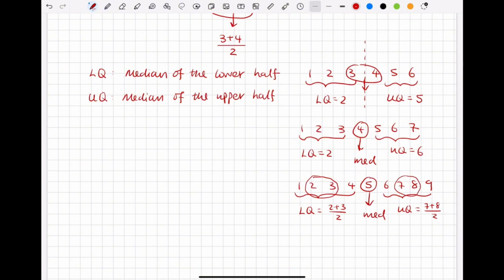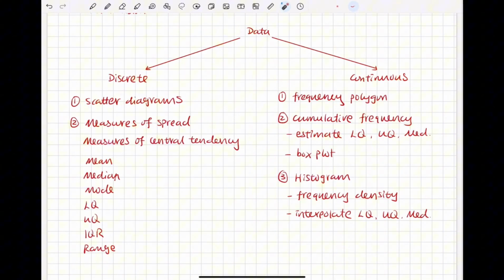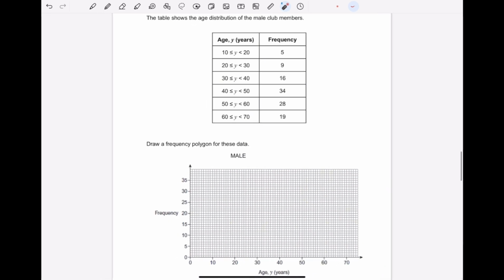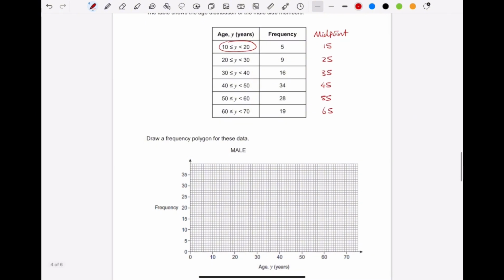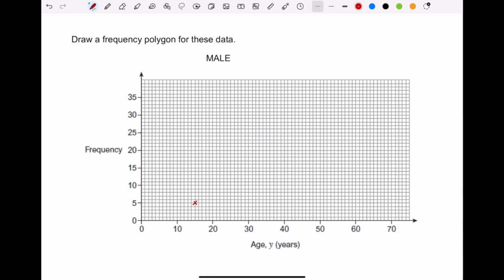Okay, so now let's look at the continuous data. The first one we want to look at is frequency polygon. To draw a frequency polygon for this set of data, what we need to do is to first find the midpoint of each class. So 15 for the first one, 25 for the second one, etc. And what we need to do is to plot the midpoint and the frequency.